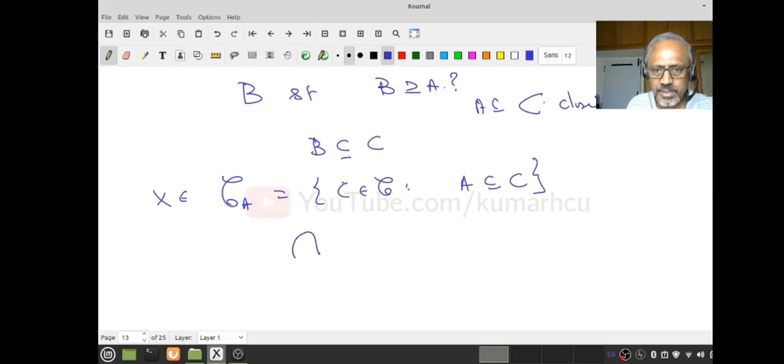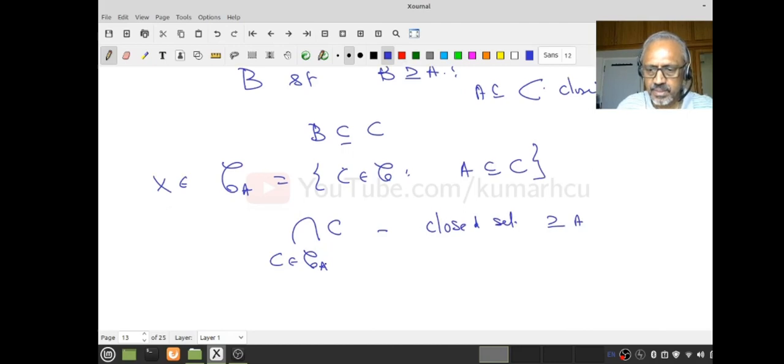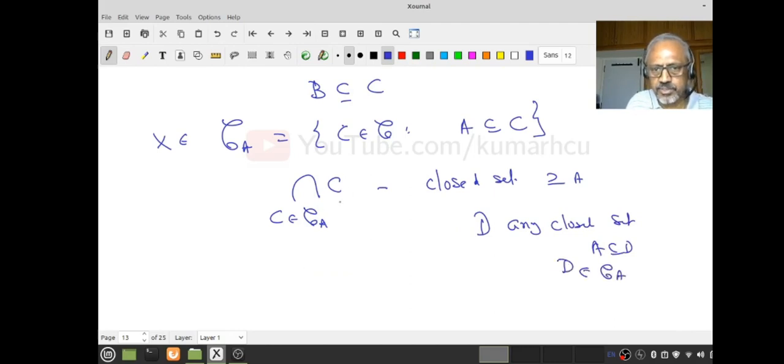Now I look at the intersection over C in C of A. This will be a closed set, and it contains A because A is contained in each and every such C. And it's the smallest closed set. Why is it the smallest? If D is any closed set and A is contained in D, then D belongs to C of A. Therefore, D appears as one of the elements here.